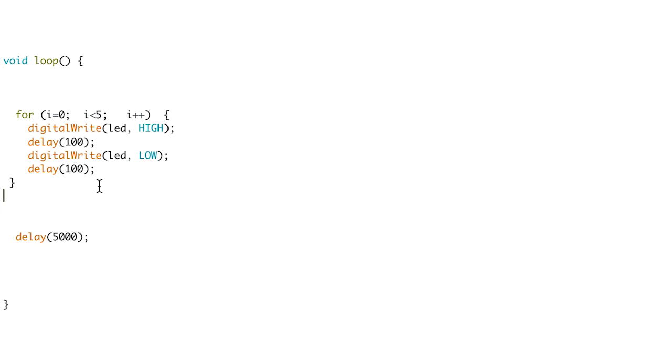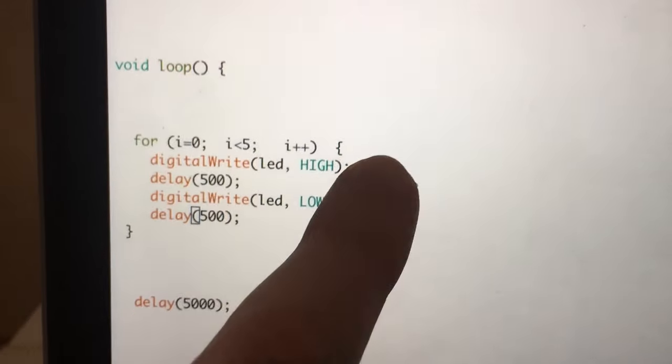So what we should see is exactly the same as we had before, where the LED turns on and off 5 times because we specified 5 here, and then there's a 5-second delay, and that should happen again and again because we're in the void loop. So let's upload that and see if we see the same thing as we did before with the really long code. So I've actually slowed the delay down to 500 milliseconds in the for loop just so we can see it happening more clearly.